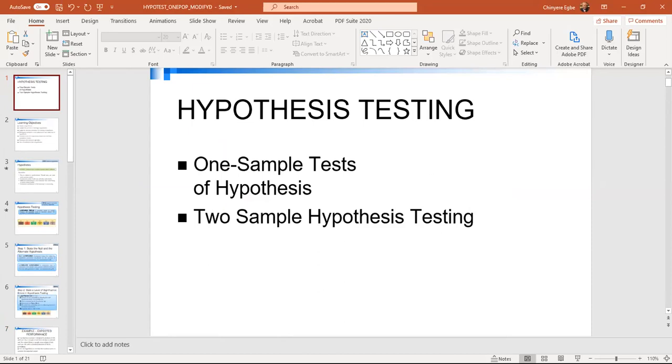So, like I said, this week we're going to do hypothesis testing for one sample. And then next week, we're going to do hypothesis testing for 2 samples. These examples in hypothesis testing will be in the form of a review, because we have already done hypothesis testing in statistics 1.